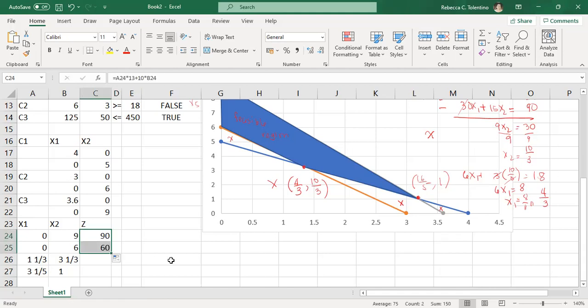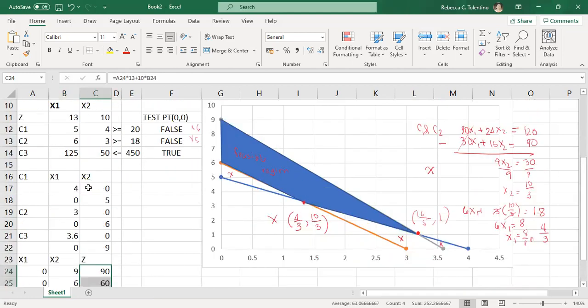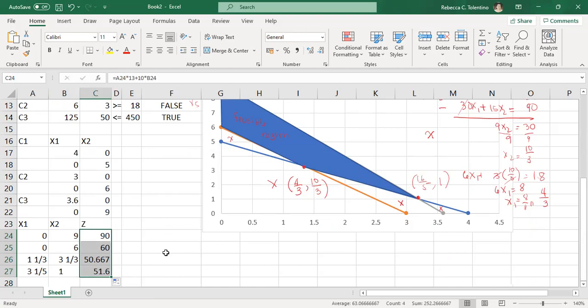At 1 and 1/3, 3 and 1/3, it's 50.67. And at 3 and 1/5, it's 51.6. Okay? So the objective is maximize or minimize? Minimize. So that means from among these results, we will choose the point that gave us the lowest value. And that's 1 and 1/3, 3 and 1/3.